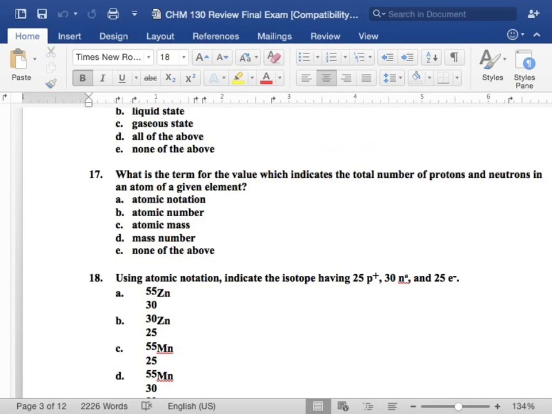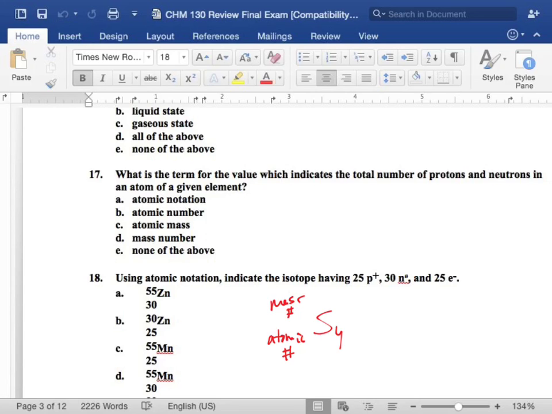Let's pause. We had the symbol. Whoops. No, I didn't. We had the mass number, and then we had the atomic number. Okay. We read question 17. What is the term for the value which indicates the total number of protons and neutrons in an atom of a given element?